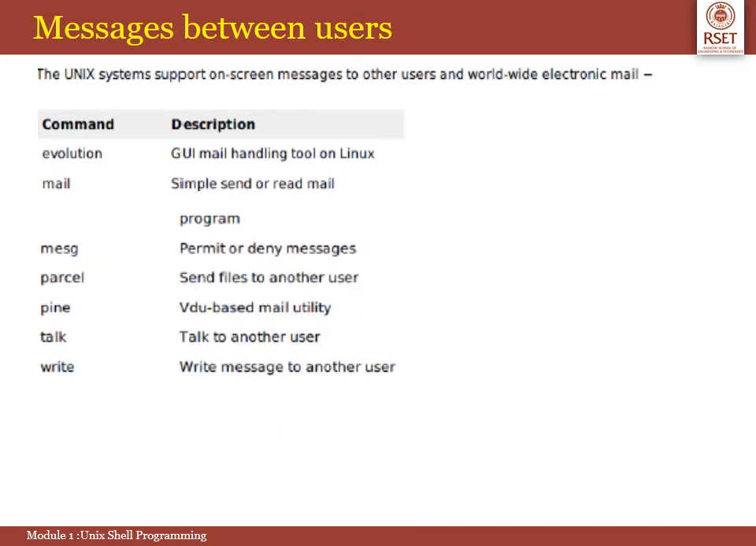The commands used for on-screen messages to other users are, first one is evolution. It is a GUI mail handling tool on Linux. The mail command will simply send or read mail. Then mesg, that is message permit or deny messages. Parcel command is for sending files to another user. Then Pine is a VDU based mail utility. Talk command is used to talk to another user. Write command will allow writing a message to another user.